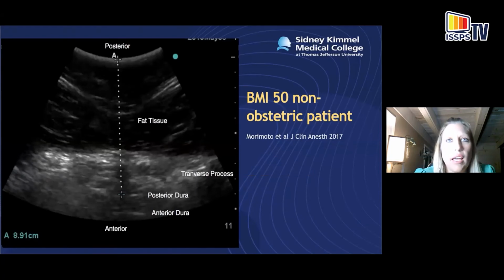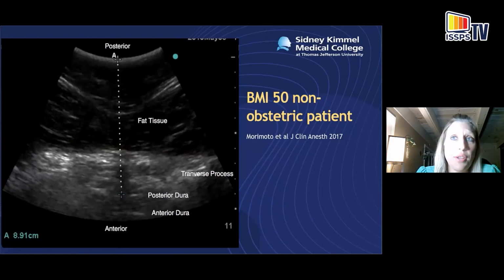This was a case report where they talked about a patient with a BMI of 50. Again, this was a patient for orthopedic surgery. So here they have their transverse interspinous view, and you could see they measured all the way down to the posterior dura, that hyperechoic white line. They can't really distinguish any of the structures there, but they measured, and that is 8.9 centimeters. So it's probably even deeper, with tissue compression.